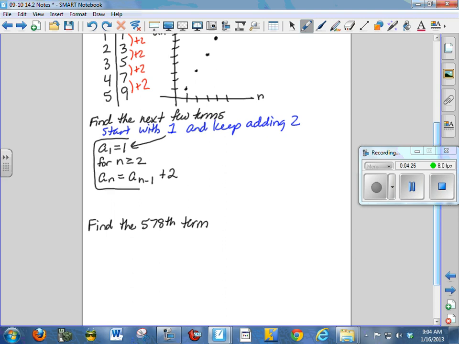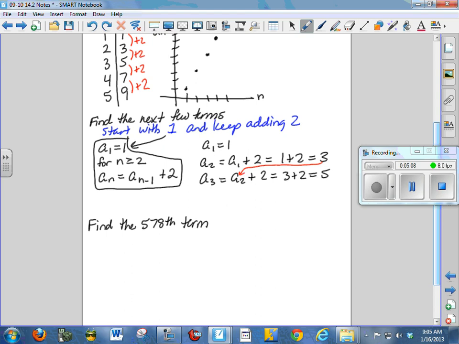So the entire rule is all of these things. I have to know where I start. Then I have to say for the remainder of the terms, for n greater than or equal to 2, this is what I do. A sub n equals a sub n minus 1 plus 2. So this is saying a sub 1 is 1, a sub 2 is equal to a sub 1 plus 2, which is 1 plus 2, or 3. A sub 3 is equal to a sub 2 plus 2. A sub 2 is 3. I just found it. So I take what I just found and plug it in and say 3 plus 2 equals 5, and so forth.